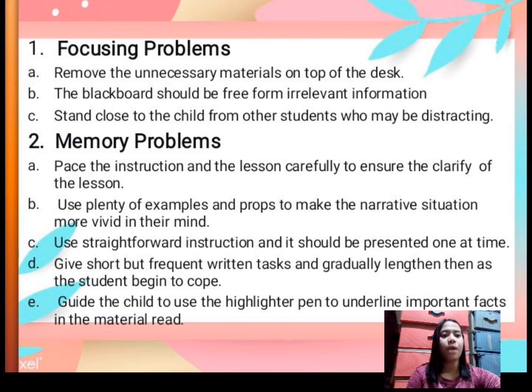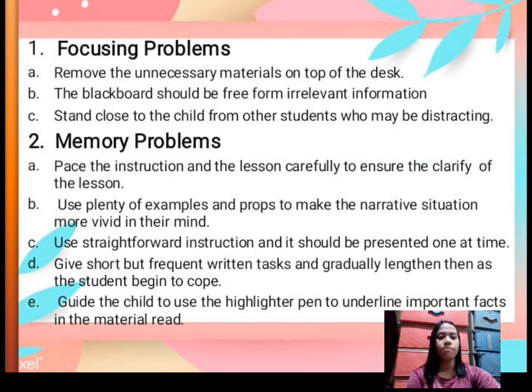Other practical teaching techniques. Number 1. Focusing problems. A. Remove the unnecessary materials on the top of the text. B. The blackboard should be free from irrelevant information. C. Stand close to the students who are easily distracted.